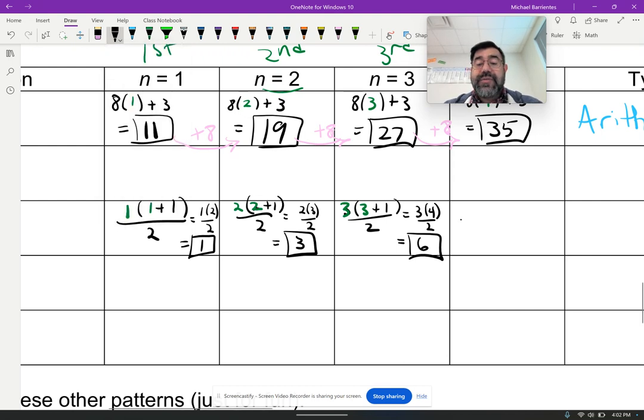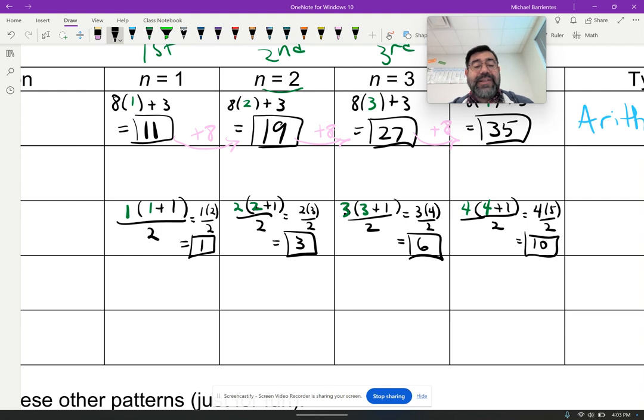Let's do this one where I'm substituting 4 because it's the fourth term. And so that's going to be 4 times 5 divided by 2. And I believe that's 10.